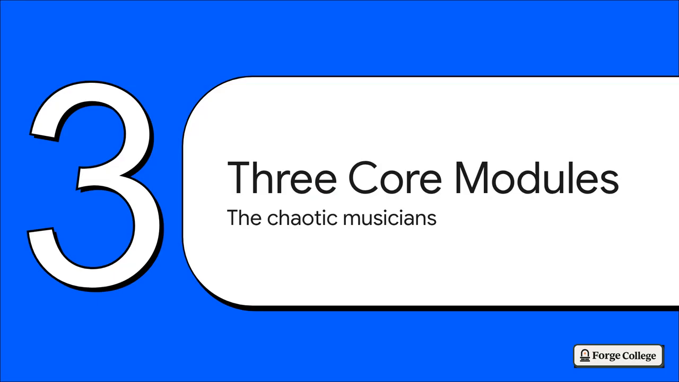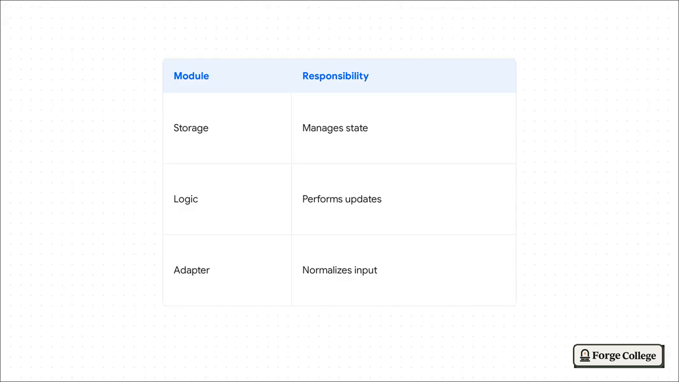Section 3. The 3 core modules, the chaotic musicians. Now let's examine the 3 intentionally simple but slightly chaotic musicians our conductor needs to manage. We're keeping them simple for this project so we can really focus on the orchestration itself. First up, the storage module. It manages a small state mapping, but crucially, it implements a snapshot and restore function. This is a real game changer because it allows us to simulate local compensation and rollbacks.